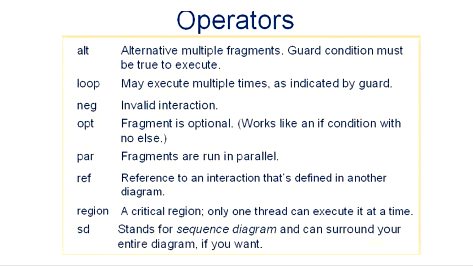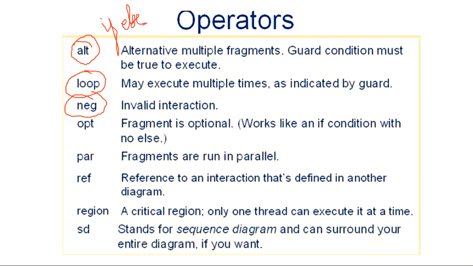Okay, so these are some of the operators. For example, alt, this example we discussed last time, right? This is alternative. This is if else. If this condition is true, you do this. Else, if that condition is false, you do that. So this is a kind of if else. If you want to provide some loop, you will use loop. Negative means this is an interaction, you shouldn't have come here, you go out of this. This can be used for exception handling, etc., that you should not come into this interaction.